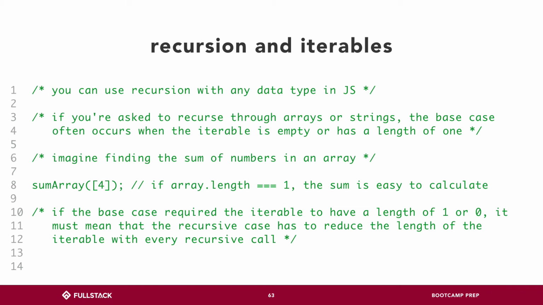So the base case requires that iterable, like the array, to have a length of 1 or 0. And that means that for the recursive case, you have to reduce the length of the iterable. If you're summing up 10 numbers recursively, every time you recurse, you have to make sure your array is getting smaller, or getting closer to an array length of 1. If you're not doing that, then you will never hit that base case, and you'll again have this Stack Overflow error.